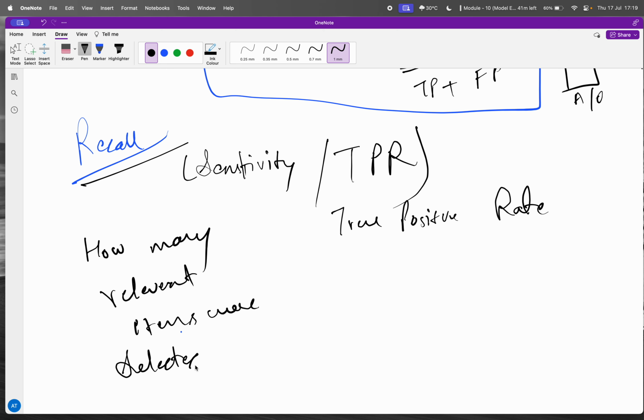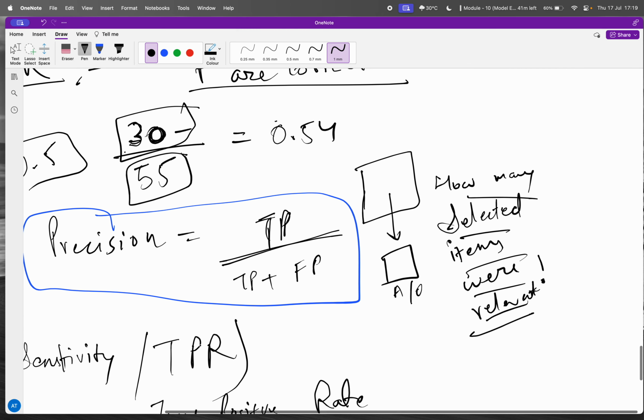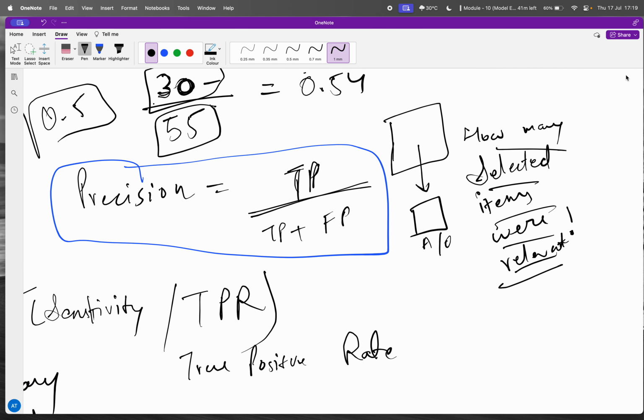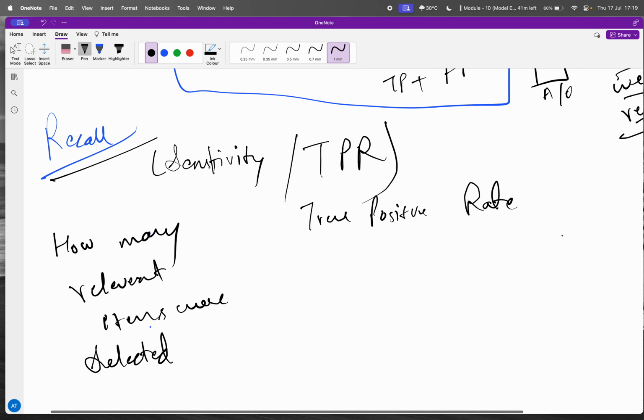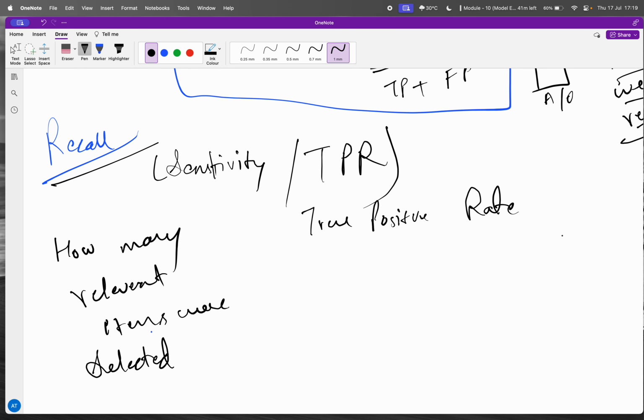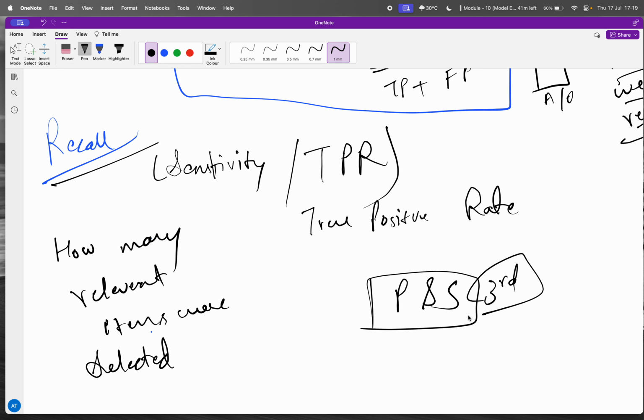For example, see, both of them sound similar. How many selected items were relevant, and here how many relevant items were selected, right? But when you learn probability and statistics now in your third semester, guys, do focus on this subject. Actually, this is the backbone of everything in machine learning.